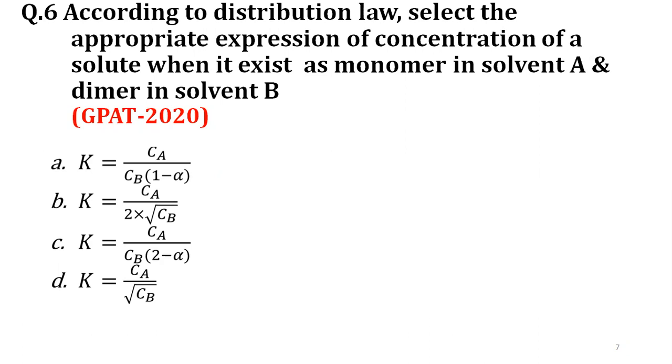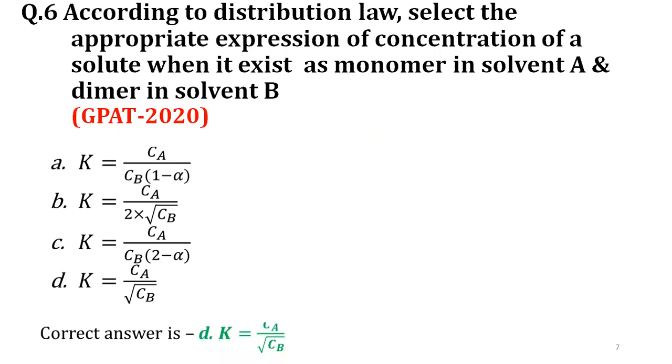Option C, K is equal to Ca upon Cb in brackets 2 minus alpha. And option D, K is equal to Ca upon the square root of Cb. So whenever the dimer is formed, in that case you have to take the spatial consideration from the experimental performance.